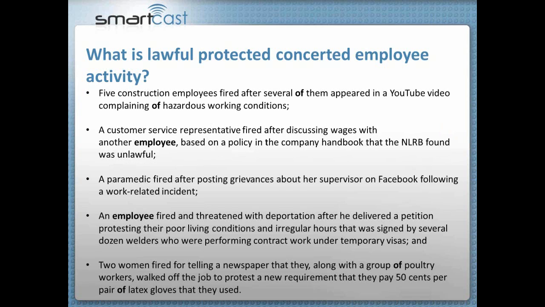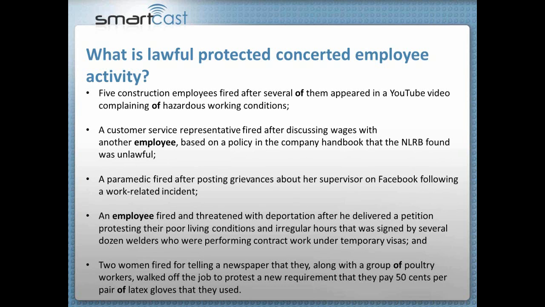So what is lawful, protected, concerted employee activity? Here are some examples. These are not all that old either. A lot of social media stuff. Social media, by the way, is really a troublesome issue for this whole matter.